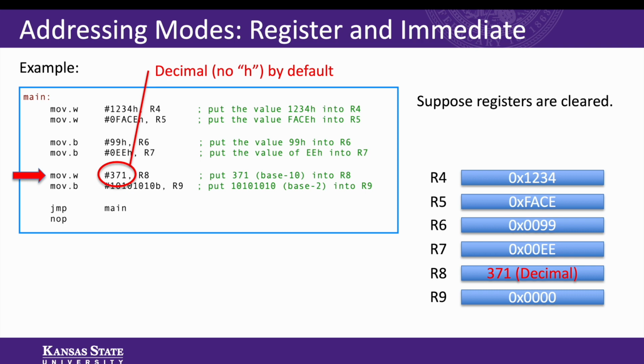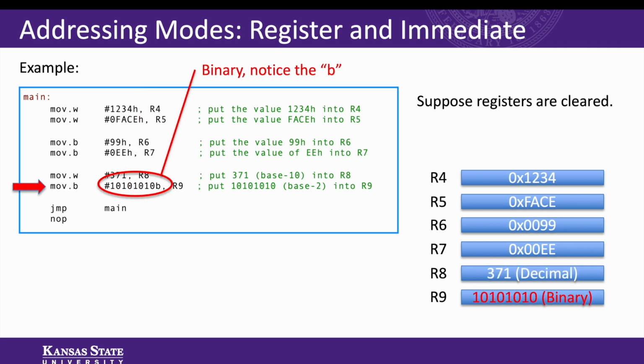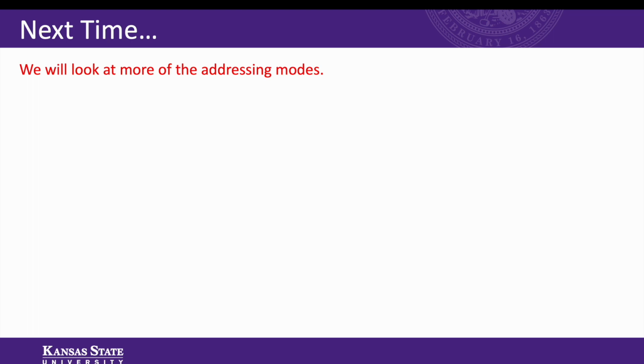Now the next move instruction moves 10101010 into register 9. That's in binary, so I've appended a B at the end of that binary string. And again, you can right-click on R9 in CCS and have it display the binary instead of the hex. All right, so that was it for those two addressing modes. Next time, we're going to look at some different addressing modes. Thank you.